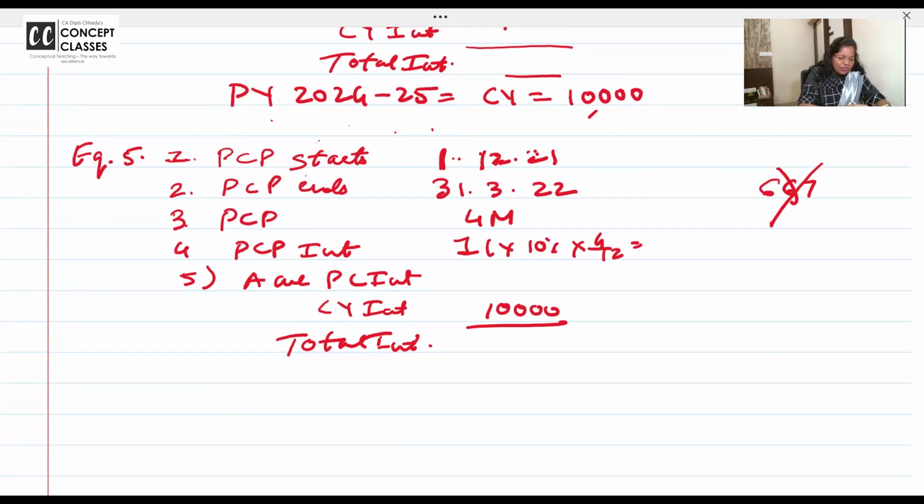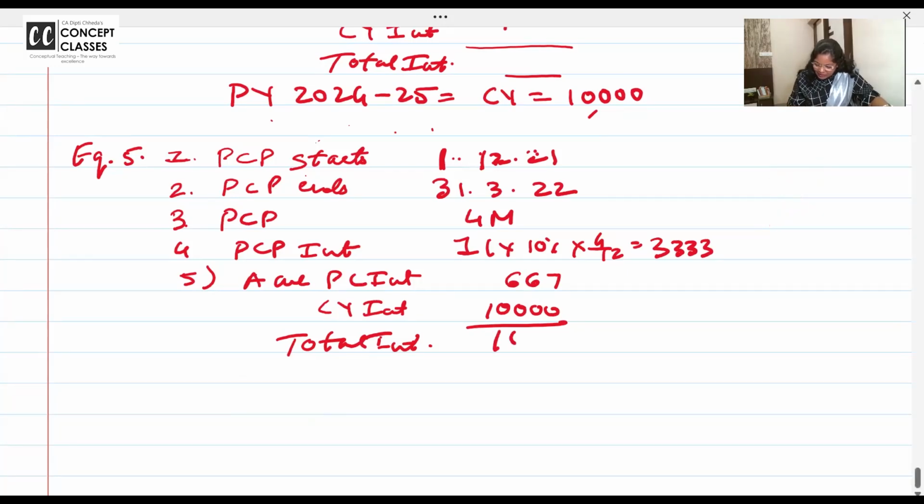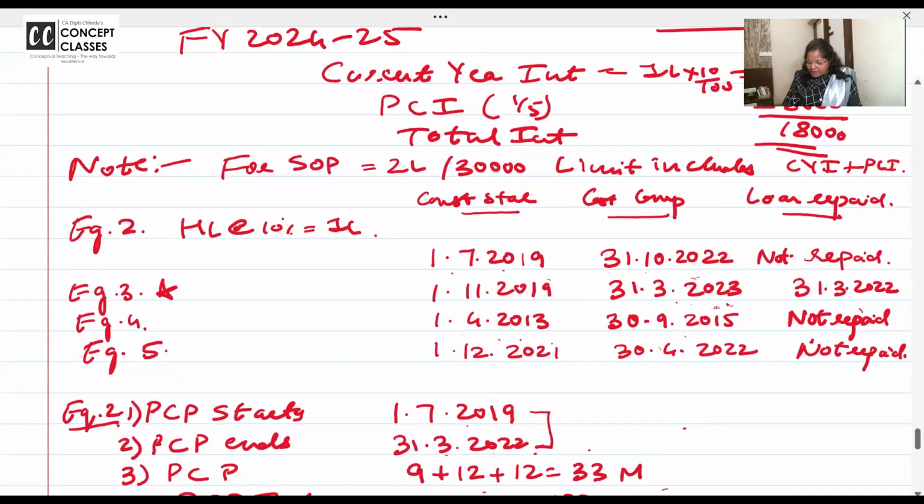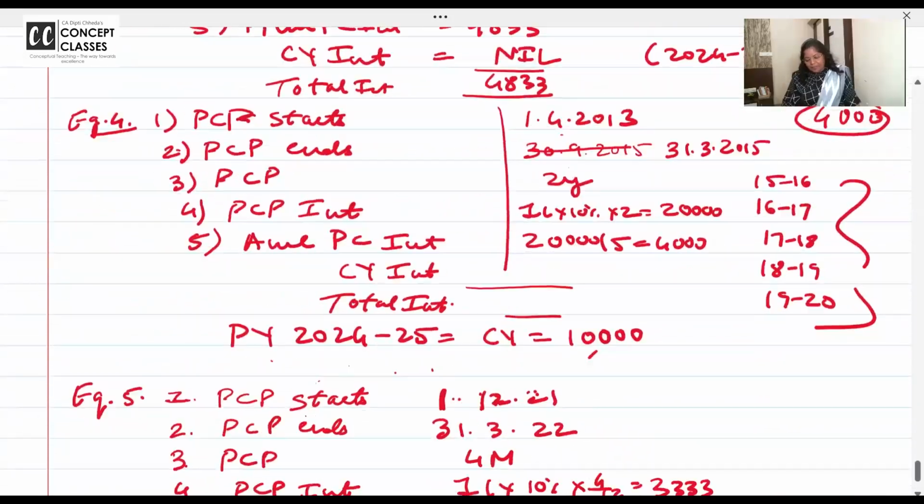Where is the confusion? Tell me. 3333 divided by 5. Okay. 667 is the correct answer. I had written in my memory the total as 10,667. Current year's interest you will take or not? Because the loan is not repaid.